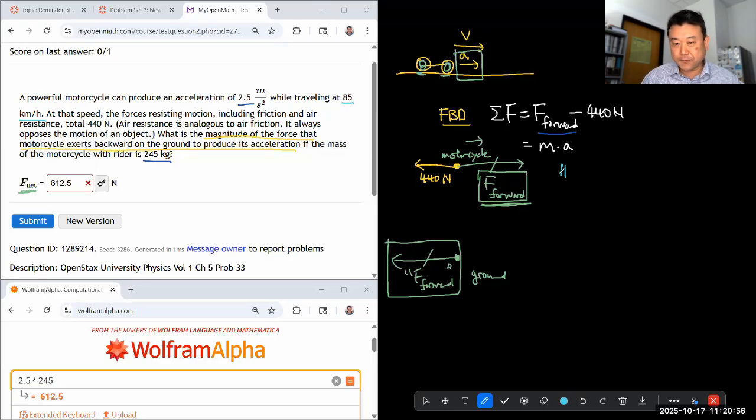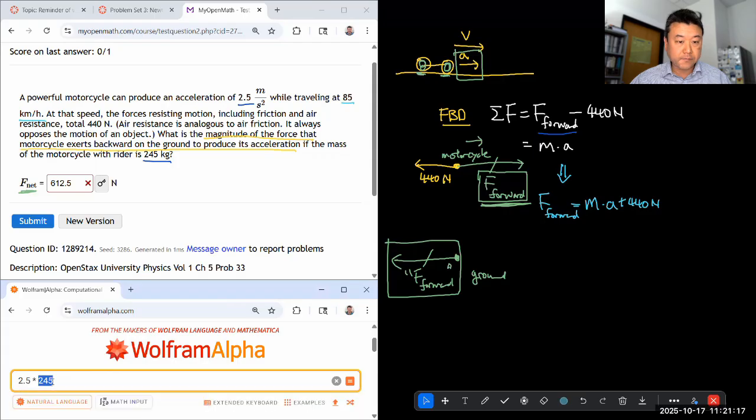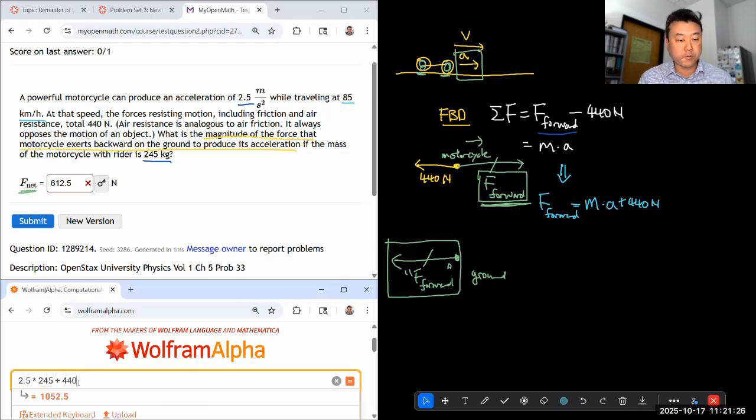So let me solve for the forward force. The forward force is equal to mass times acceleration, plus 440 Newton. Since everything is in basic SI units, let me again not put in any units. So I have mass 245 kilogram times the acceleration 2.5 meter per second squared, plus the backward force I have to compensate for, 440 Newton. So it should now be 1052.5 Newton. Or I should be able to round it to 1050.